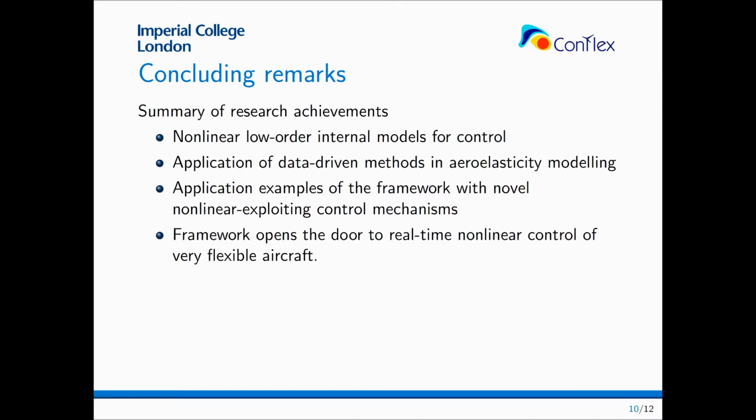So this is a summary of what I've been showing up to now. With this framework, I've shown you that we can build nonlinear low-order internal models for control. These are very concise in size. For example, in this last example where we have included the data-driven improvements, we can model this high-altitude, long-endurance aircraft by using just 30 states in total.